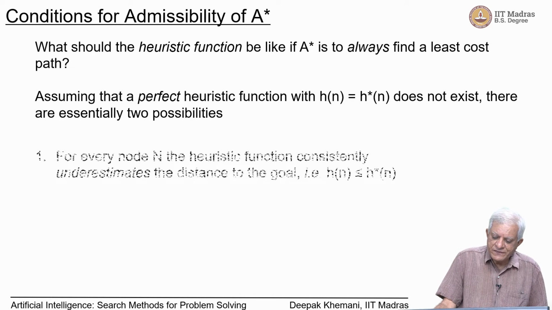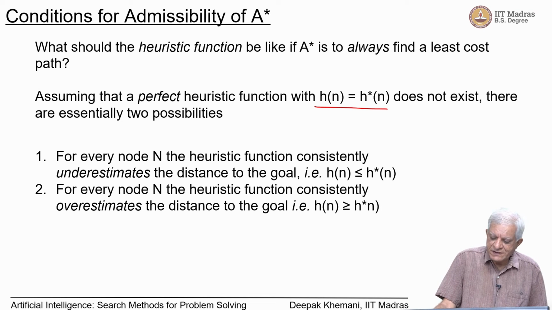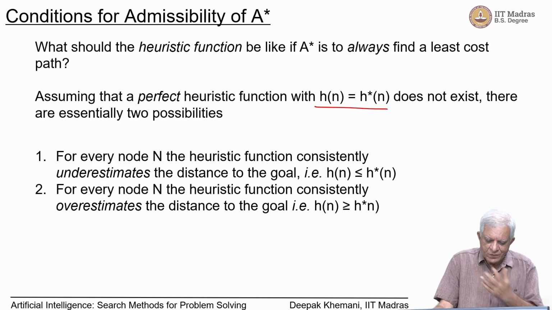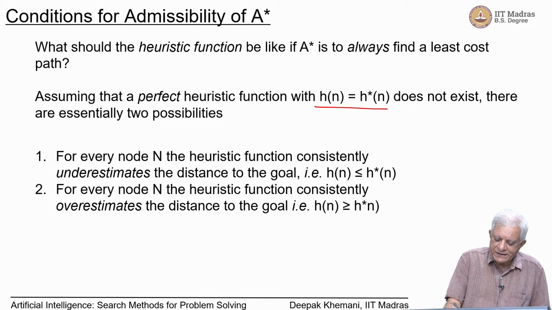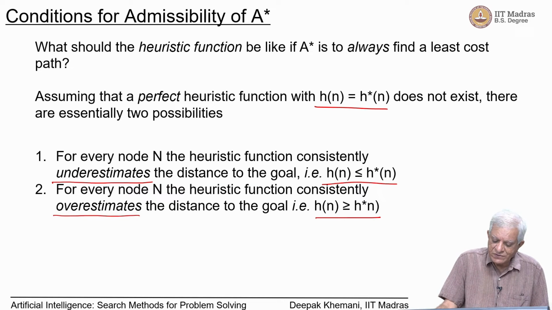If the heuristic function was perfect, then h of n would be equal to h star of n, but such a function does not exist, and therefore, what can we say about what should be the kind of heuristic function that we will choose? If it is not going to be equal to h star of n, then there are only two possibilities. One is that it is less than or equal to h star of n, which means it underestimates the distance to the goal. The other is that it always is greater than or equal to h star of n, which means that it always overestimates the distance to the goal. What should be our choice?